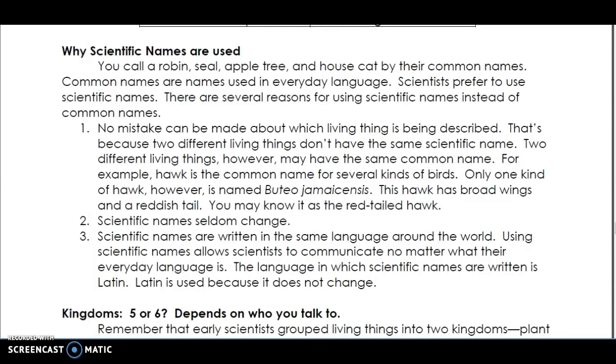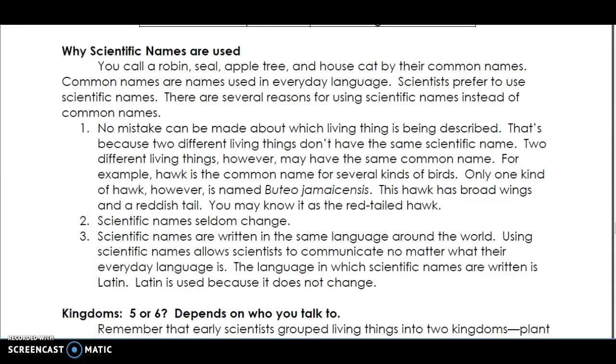Two different living things, however, may have the same common name. For example, hawk is the common name for several kinds of birds. Only one kind of hawk, however, is named Buteo jamaicensis. This hawk has broad wings and a reddish tail. You may know it as the red-tailed hawk.